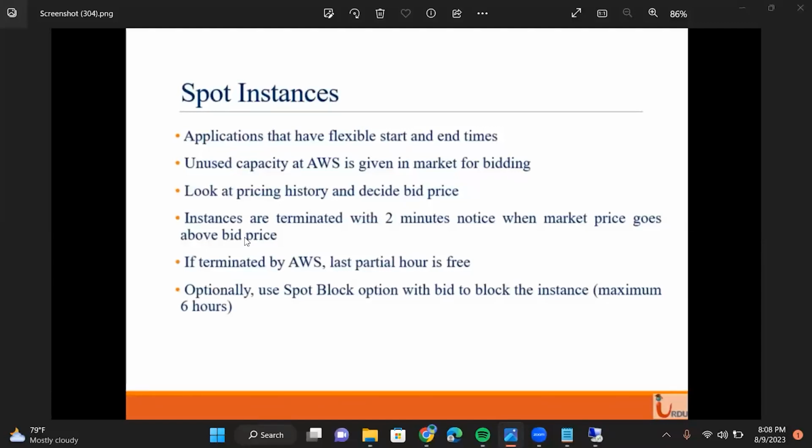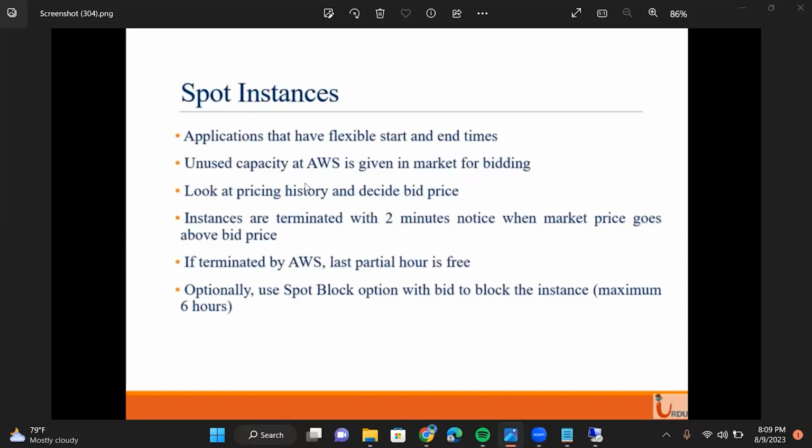So if we bid for some service and we acquire that service and nobody is bidding against us, then it means we have a good price. But in some cases, it does affect us adversely. So always remember what the requirement of your organization is, and how you will find out the requirement. If any application has a flexible start and end time, then we can use spot instance.